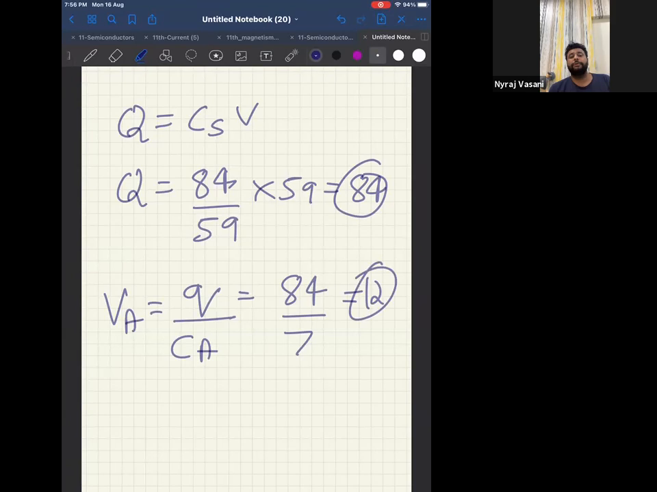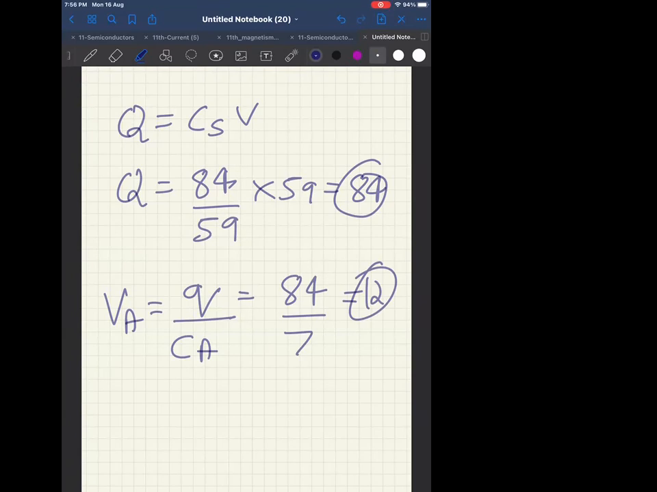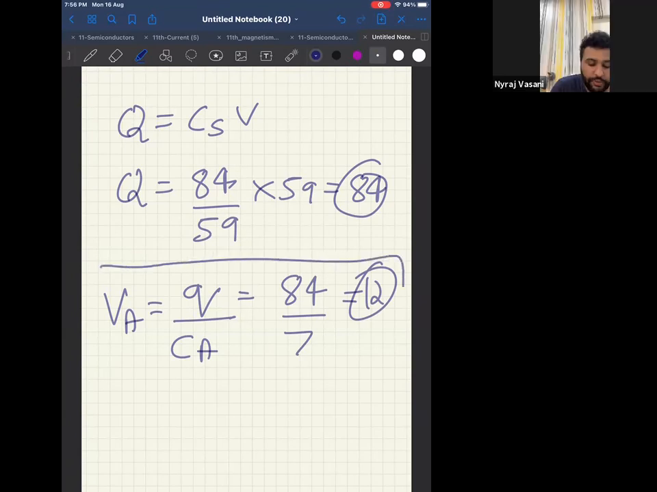They have not asked you the equivalent capacitance. Equivalent capacitance is required to find the total charge. From total charge, I can get the voltage across each terminal. Therefore, voltage across plate A is Q by CA, and that is equal to 84 by 7, which is equal to 12. Is it clear?